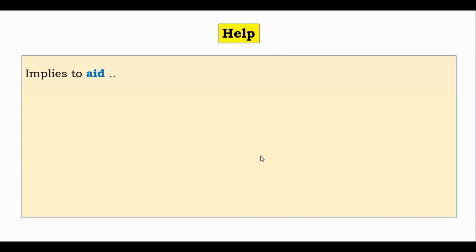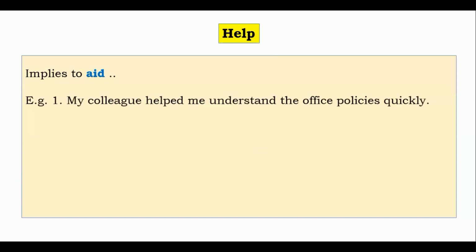This is the last one, fifth one. Okay, it implies to aid. Okay, to help. Example, my colleague helped me understand the office policies quickly. With her help, I am able to understand the office policies within no time.